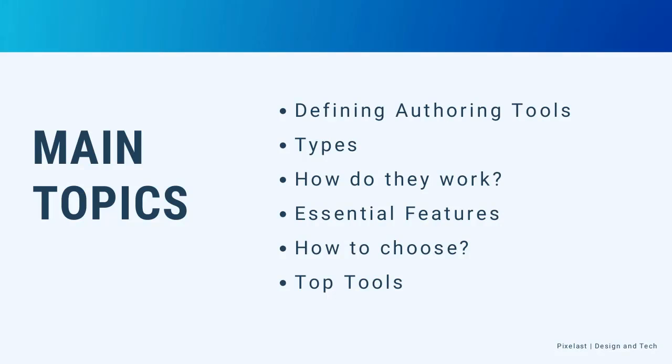We're going to be focusing on defining authoring tools, what they are exactly, and how they differ from a learning management system. We're going to look at the different types because there are several different types. Also, how do they work? Some essential features. Also, how to choose the right tool for your situation. And then finally, we're going to examine some top tools that are used in the instructional design industry.